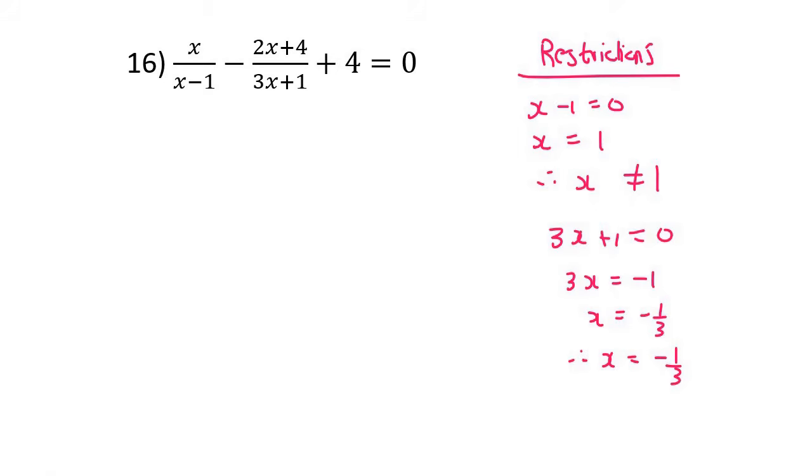Then for the lowest common denominator, these two things are not the same at all, so all that we do is we say that the lowest common denominator will be x minus 1 multiplied by 3x plus 1.